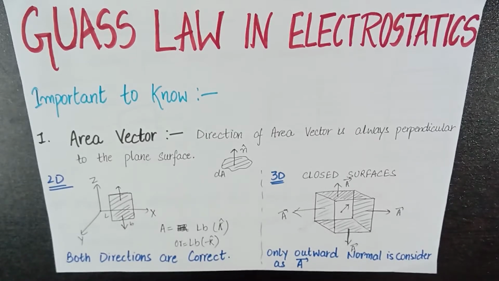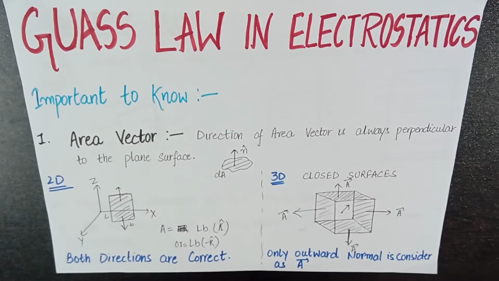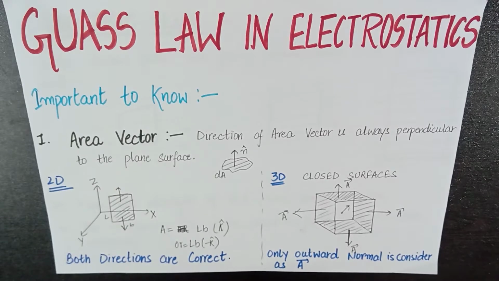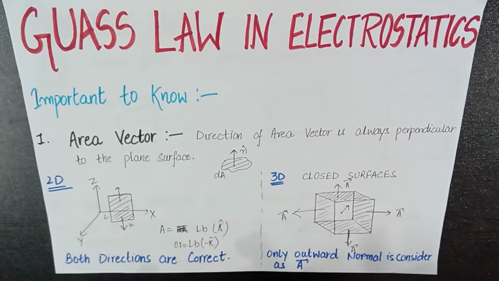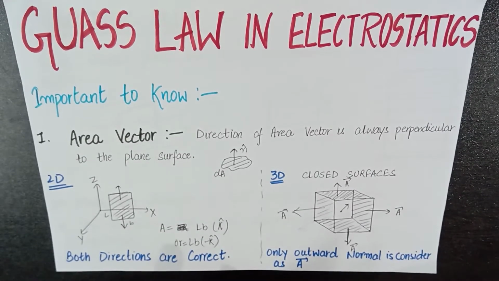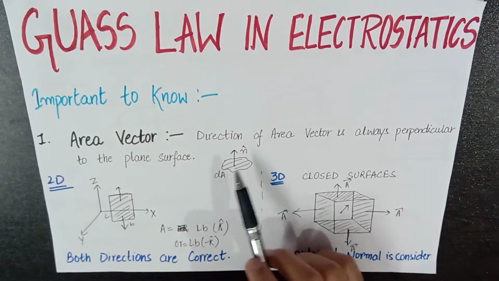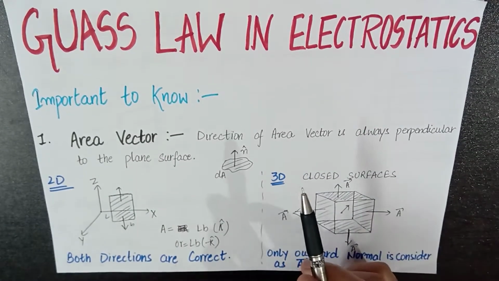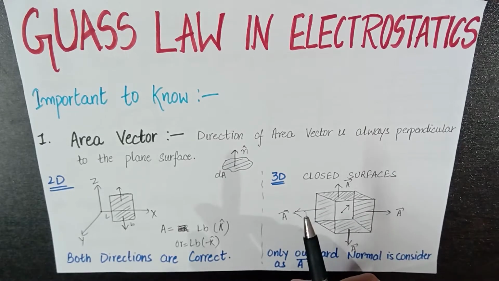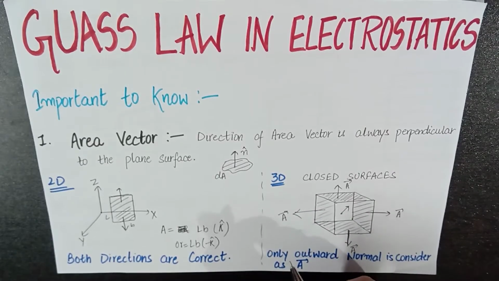Hello everyone. So today we are going to discuss a new topic, that is Gauss law in electrostatics. Before moving to the topic, there are a few important terms that you should know. First one is area vector. In general we treat area as a scalar quantity, but here we have to consider it as a vector quantity, and in order to modify it into a vector quantity, it is very important to provide the direction to the area.